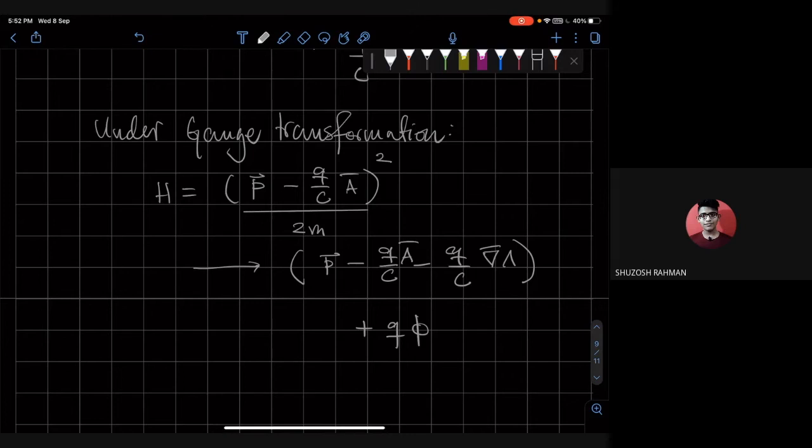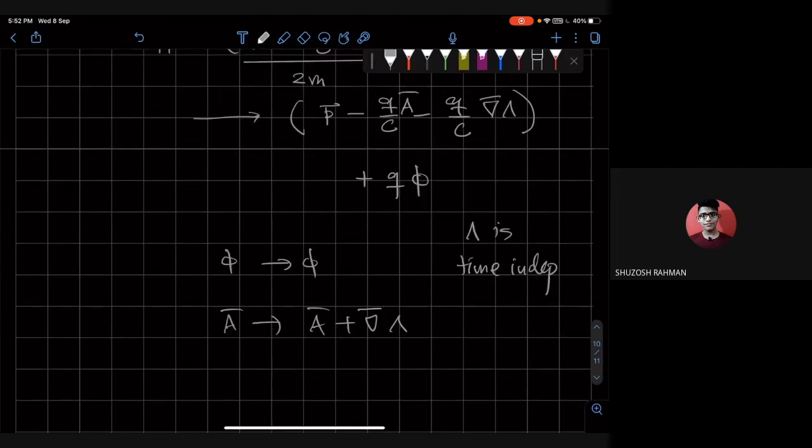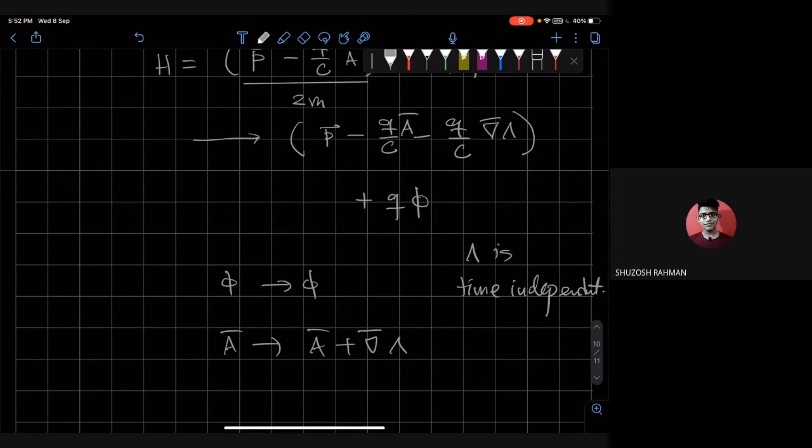No, I think the Q phi was already there. Okay, so this is under gauge transformation in which phi goes to phi, so I'm not changing this here. I'm doing a special gauge transformation, so I'm taking lambda to be time independent. So the time derivative is 0, and A goes to A plus grad of lambda, okay? I can do the general thing, but it's not relevant for the discussion that we're going to have.